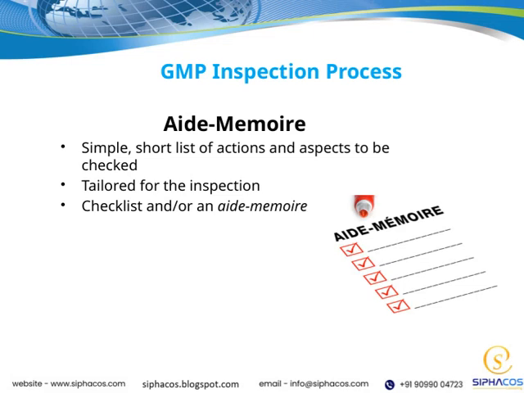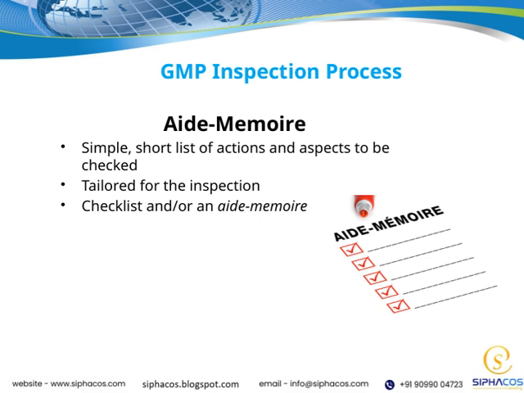Now let's look at slide 16, which introduces the concept of the aid memoir. Essentially, this is a simple, short list of actions and aspects that need to be checked during an inspection. The idea is to keep things straightforward and focused, so inspectors can quickly reference key points without getting overwhelmed.